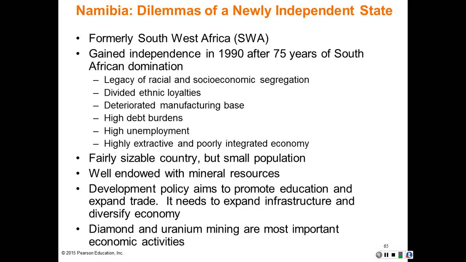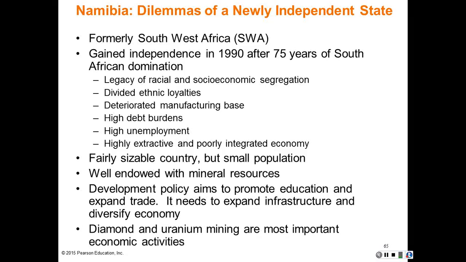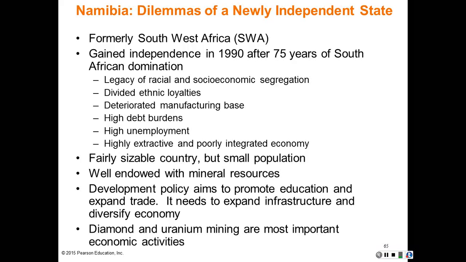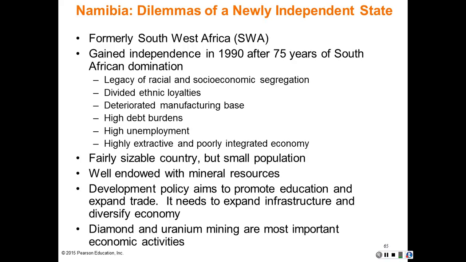South African domination resulted in the legacy of racial and socio-economic segregation of many of the tribal and ethnic groups. They divided ethnic loyalties in order to maintain control of the region. There was a deteriorating manufacturing base. The country garnered high debt burdens. It has high unemployment, or had high unemployment, and was a highly extractive and poorly integrated economy, resulting in that deteriorated economic system.